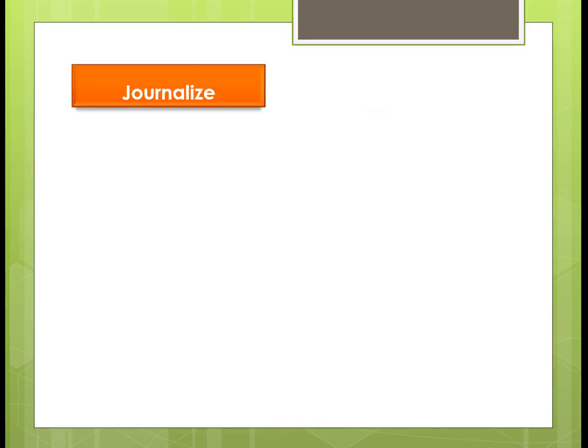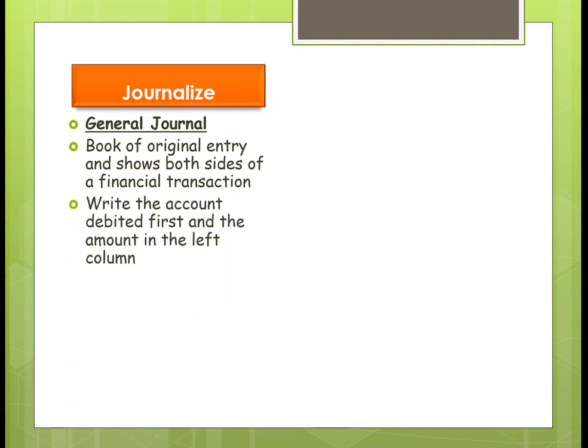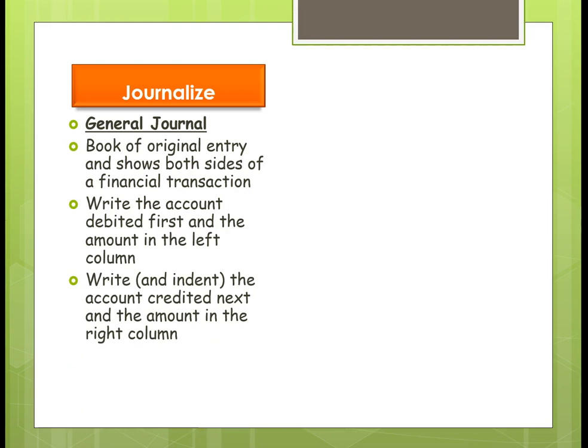Now, we're going to take a look at what we do. We have the general journal, and that's where we show both sides of every financial transaction. We write the account debited first and the amount in the left column, and we write and indent the account credited next and the amount in the right column. Now today, this is all done on the computer. Debits must always equal credits when you do the journal.